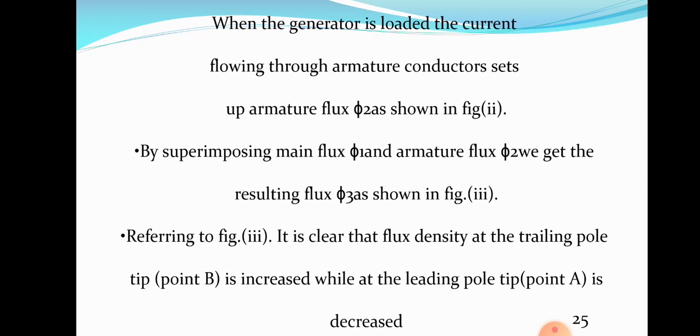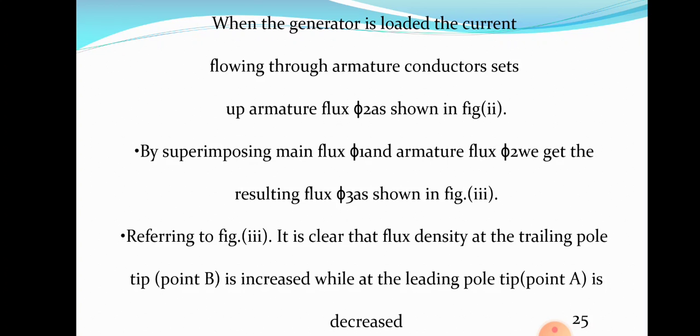So what about figure 2? When the generator is loaded, the current flowing through the armature conductor sets up armature flux phi 2, as shown in the figure. By superimposing the main flux phi 1 and armature flux phi 2, we get the resultant flux phi 3, as shown in figure 3.